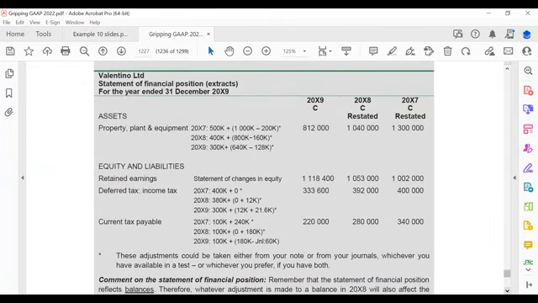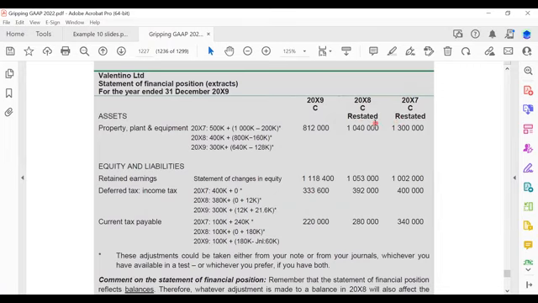Right, this is what I want you to highlight in your textbooks, please. Number one is I want you to notice there are 2 years of comparatives. Okay, 2 years of comparatives. The error occurred in the 20X7 year. So that is the year that we have to disclose. And notice it has the words restated at the top.